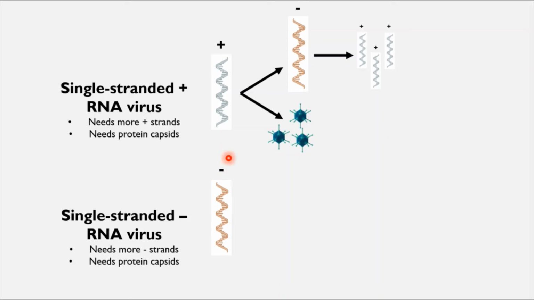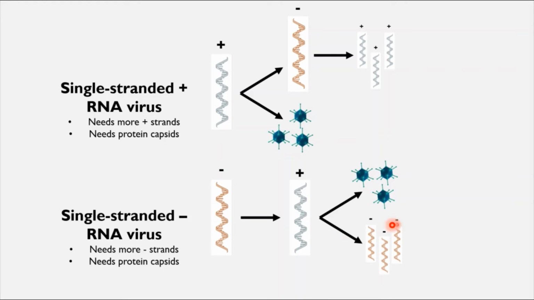The minus strand cannot be used as a template for the ribosome, but it can be used as a template for making more plus strands. So the negative strand will be used to generate positive strands. The positive strands can then be read by the ribosomes to make proteins, and they can be read to replicate their complementary negative strands. You take those negative strands, you put them in a capsid, and now you have more identical single-stranded negative RNA viruses.